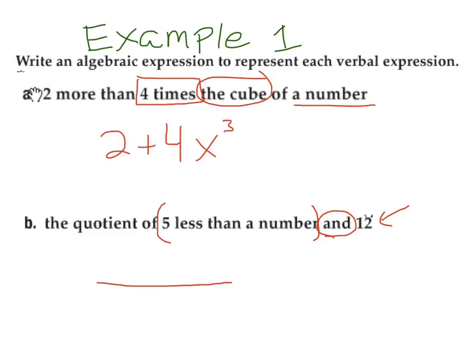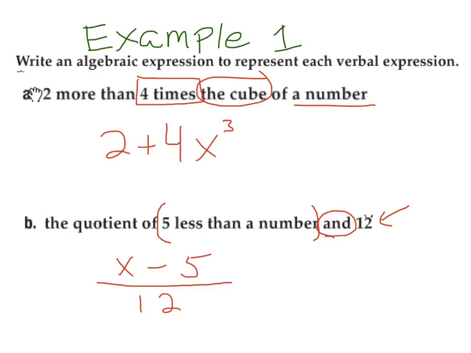So it's easy here to say, all right, there's only one thing after the "and," so that's going to be our 12, that's going to be our bottom. I'm going to go ahead and put 12 on the bottom, because, again, it's after the "and." So that means the top is everything before the "and." And here we have 5 less than a number. So 5 less than a number says, well, I have a number, and I need 5 less than that number. So my number, x, I'm going to subtract 5 from it. And here I have x minus 5 divided by 12.